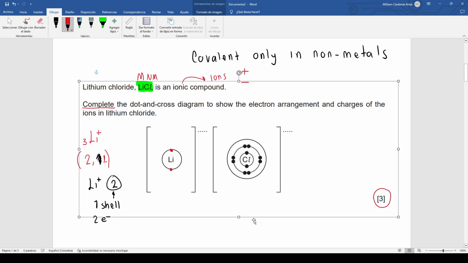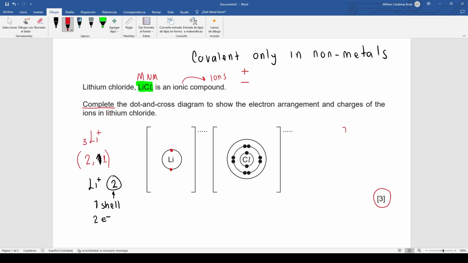So, before drawing the shell, let's try to do the electron configuration of chlorine. And for chlorine, you have that chlorine is 2, 8, 7, right? So it needs 1 electron to complete the octet. So in this case, you see that you have 3 shells, but lithium gave it 1 electron. So now for the chloride ion, the electron configuration is going to be 2, 8, 8. And remember, this last 8 is 7 electrons from the chlorine and 1 electron that was given by the lithium.